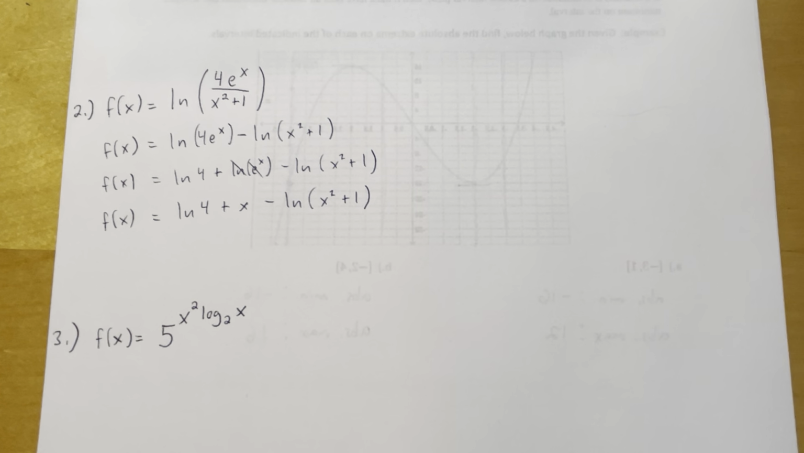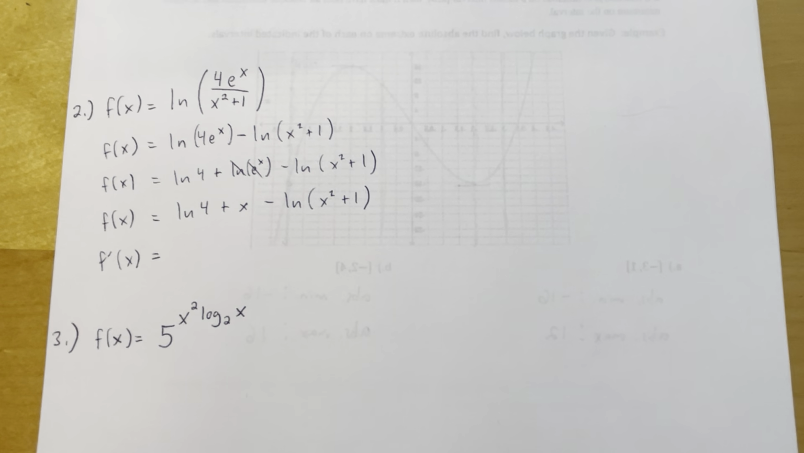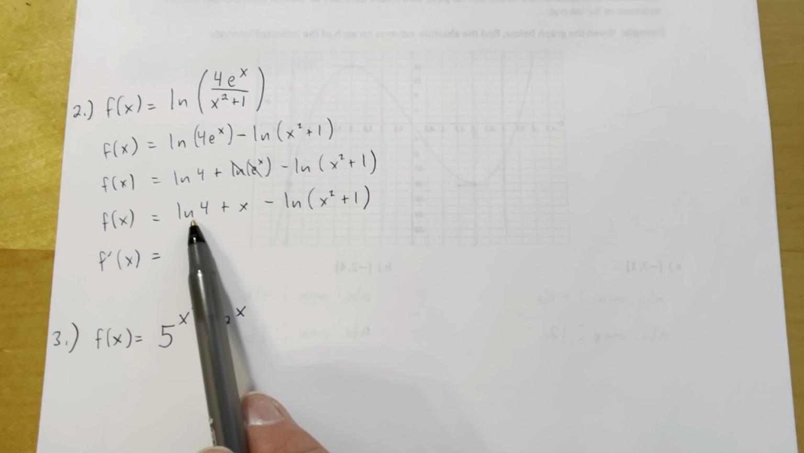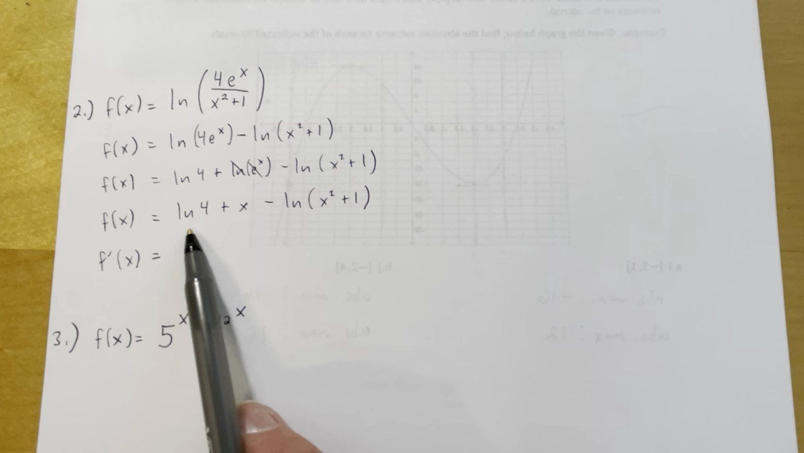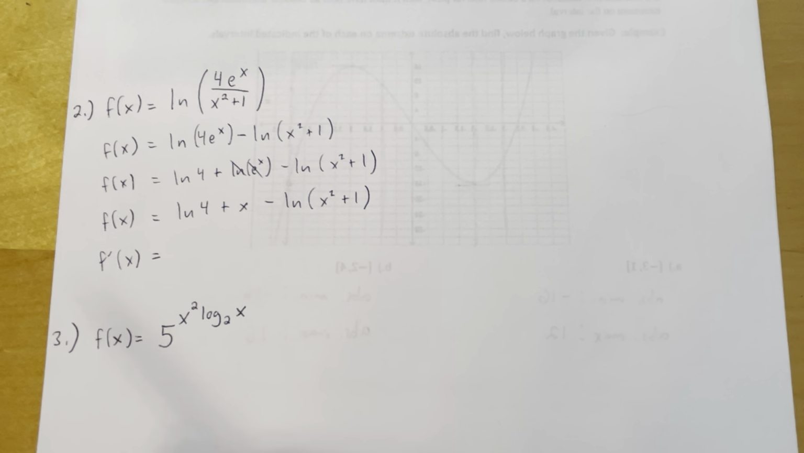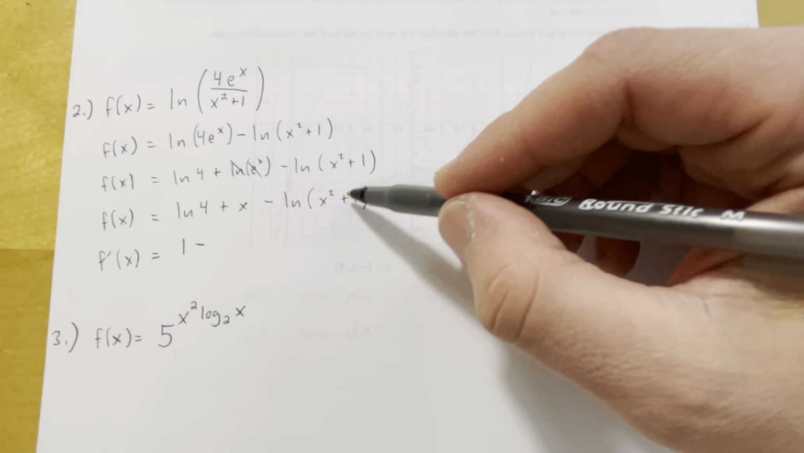And at this step, I can now take a derivative, and it'll be a lot easier than it would have been otherwise. What is f prime of x? Well, the natural log of 4 is a constant. I don't know exactly what it's equal to without plugging it into a calculator, but I do know that it's a constant, so its derivative is 0. It just goes away. The derivative of x would just be 1, minus, now I have the natural log of x squared plus 1.